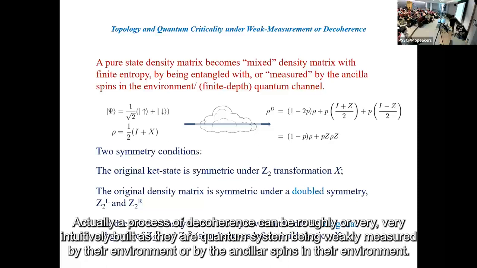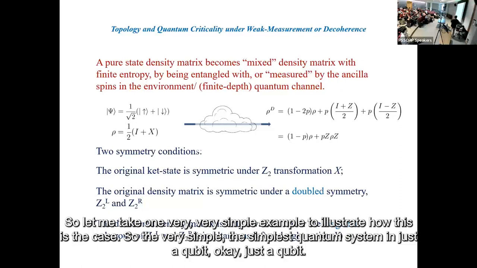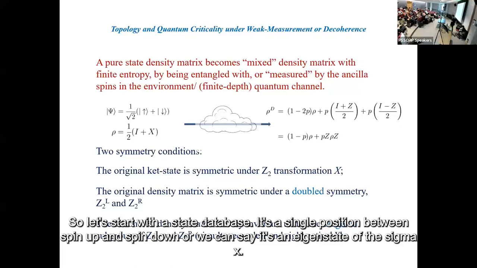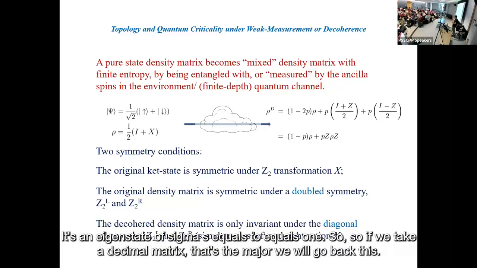Actually, the process of decoherence can be very intuitively viewed as the quantum system being weakly measured by its environment, or by the ancillary spins in its environment. Let me take one very simple example to illustrate how this is the case. The simplest quantum system is just a qubit. Let's start with a state like this. It's a superposition of spin up and spin down, or we can say it's an eigenstate of sigma x with eigenvalue one.